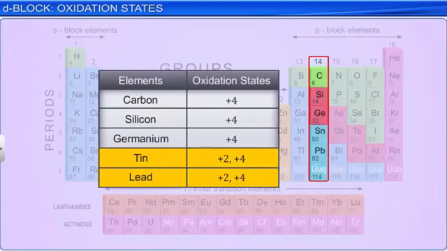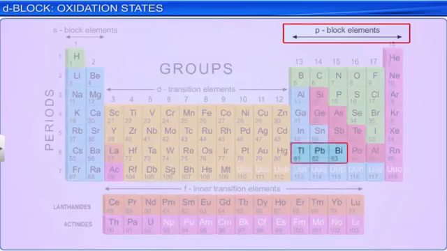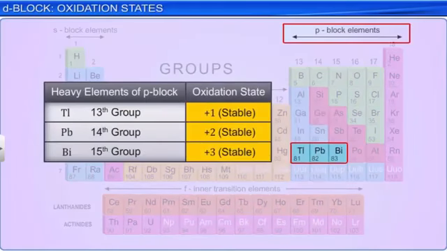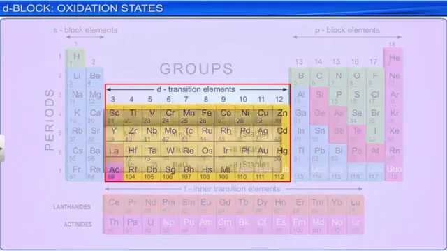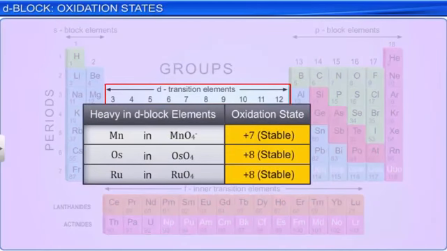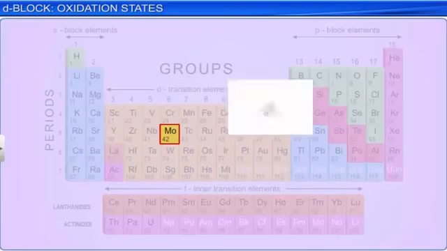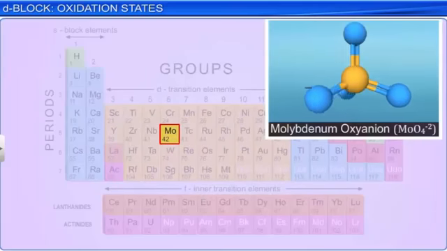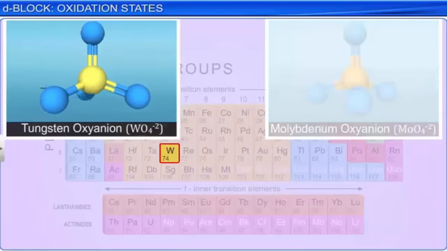You know that in p-block elements, lower oxidation states are favored by heavier elements because of the inert pair effect. But in d-block elements, higher oxidation states are more stable for heavier elements. For example, in group 6, molybdenum(VI) and tungsten(VI), in the form of their oxyanions, are found to be more stable than a dichromate ion, in which chromium is in its highest oxidation state of +6.